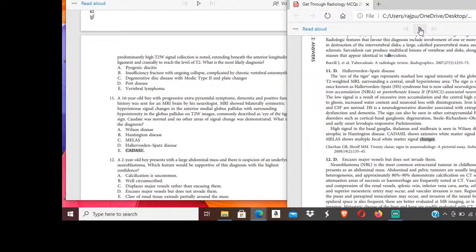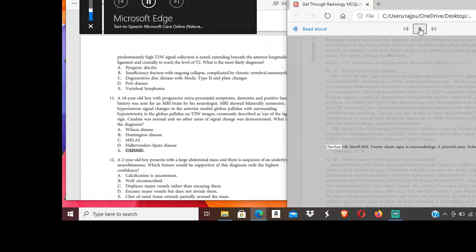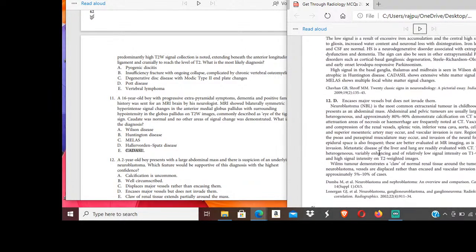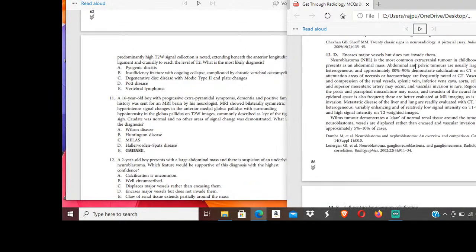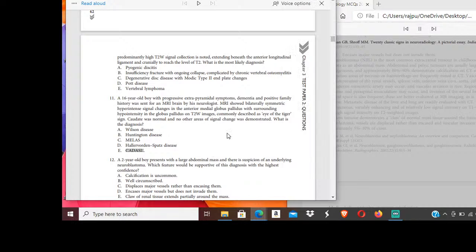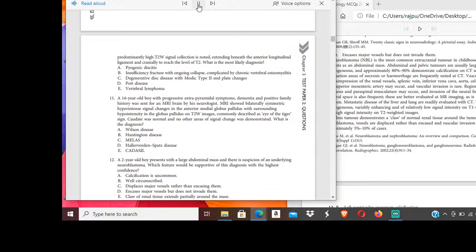Chauhan GB, et al. 20 classic signs in neuroradiology. Neuroradiology, a pictorial essay. Indian J Radiol Imaging. 2009, 19. CADASIL.